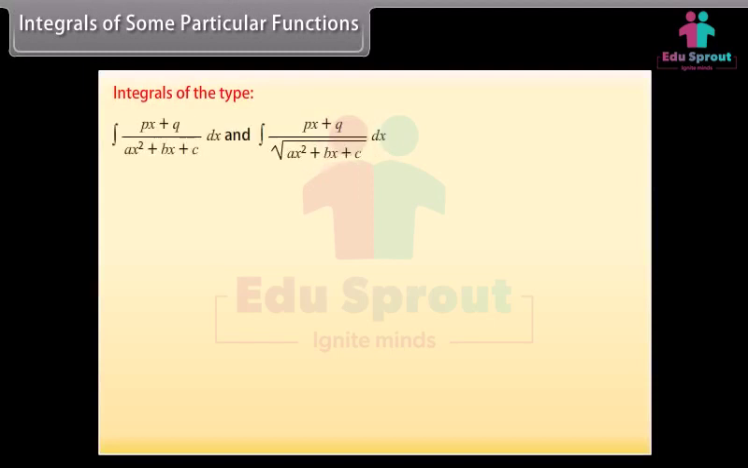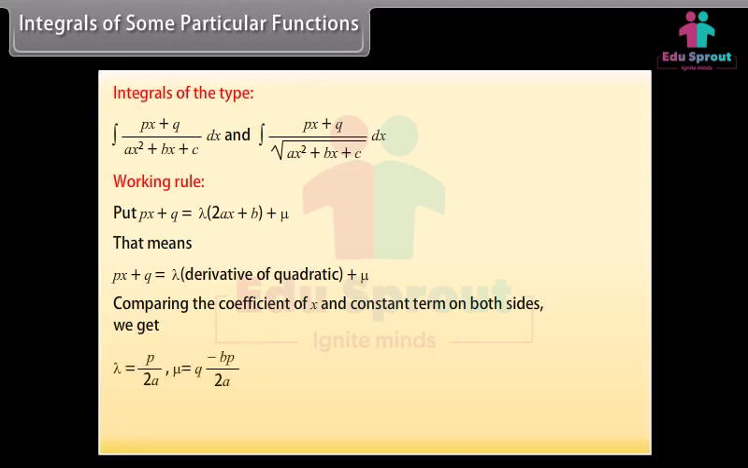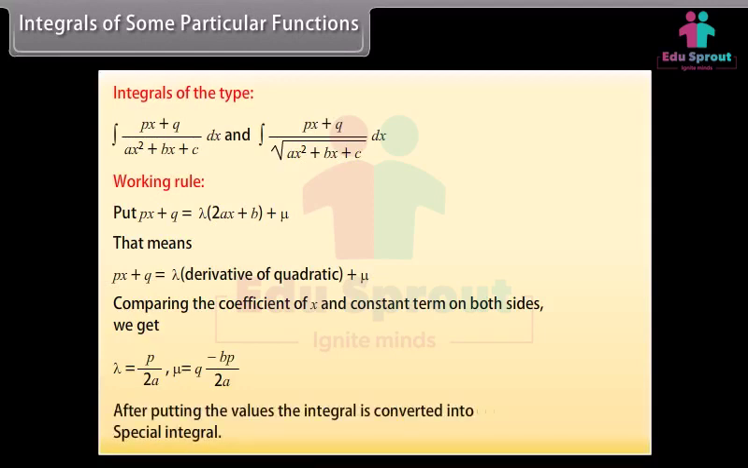Integrals of the type: integral of (px + q)/(ax^2 + bx + c) dx and integral of (px + q)/sqrt(ax^2 + bx + c) dx. Working rule. Put px + q is equal to lambda(2ax + b) + mu. That means px + q is equal to lambda times the derivative of the quadratic plus mu. Comparing the coefficients of x and the constant term on both sides, we get lambda is equal to p/2a, mu is equal to q - bp/2a. After putting in the values, the integral is converted into a special integral.